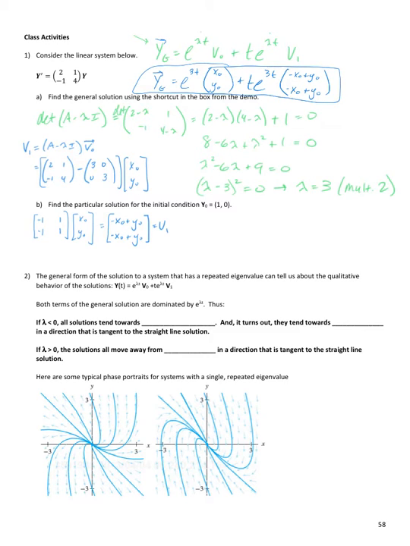And then to find the particular solution, I'm going to plug in this as x naught and this as y naught. So my general solution will be y equals e to the 3t times 1, 0, x naught, y naught, plus t e to the 3t times negative x naught plus y naught. So that would be negative 1 plus 0 is negative 1.